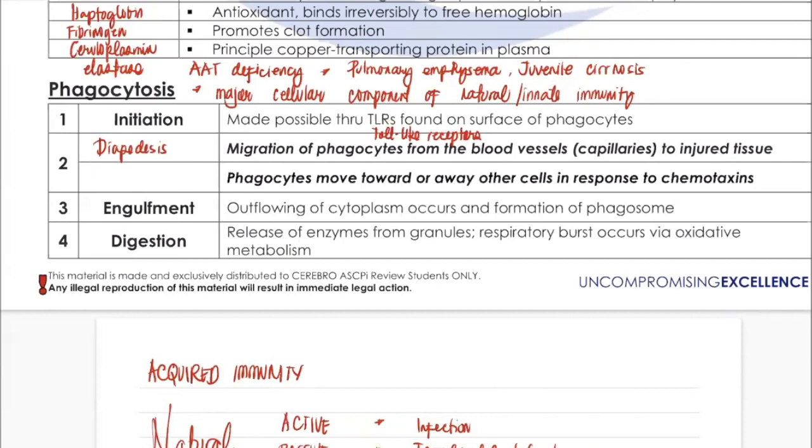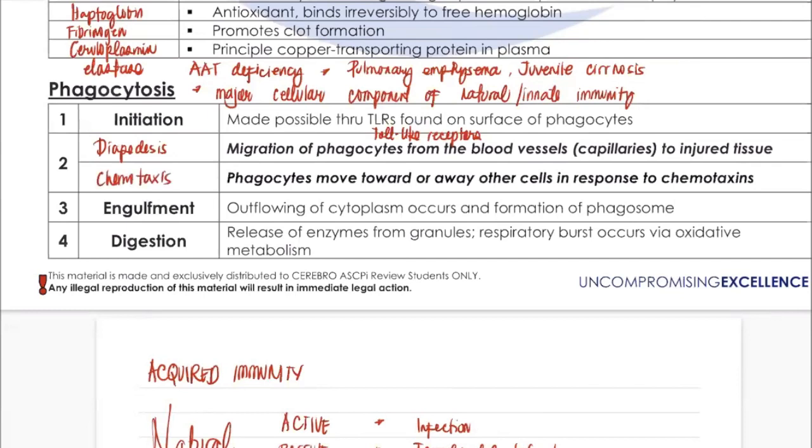Okay? Or the extravasation, no extravasation of phagocytes through the vessel wall. Then they will now start to move towards the site of infection. This is made possible also by certain substances, tawag natin doon chemoattractants. Itong mga chemoattractants, they are attracting, no? Obviously, they are attracting phagocytes towards the site of infection. So itong process na ito is chemotaxis.